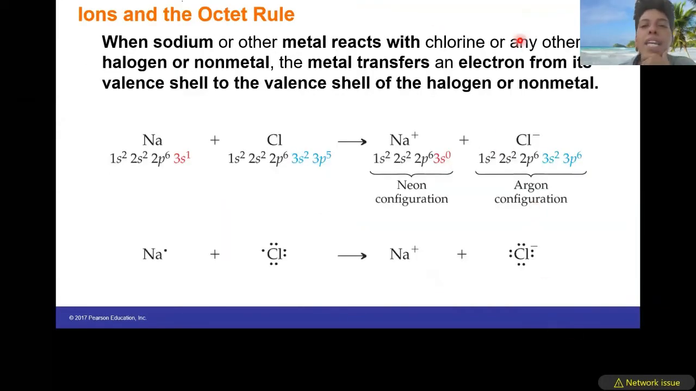So taking a look at this example, why is bromine trying to be like krypton and not argon? Because it would have to lose too many electrons to be like argon. Okay. And for transition metals, you're always going to look at the highest energy level.